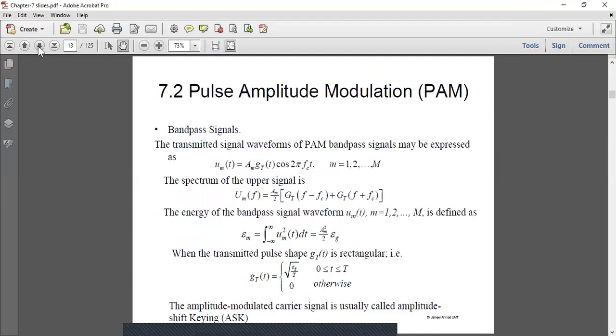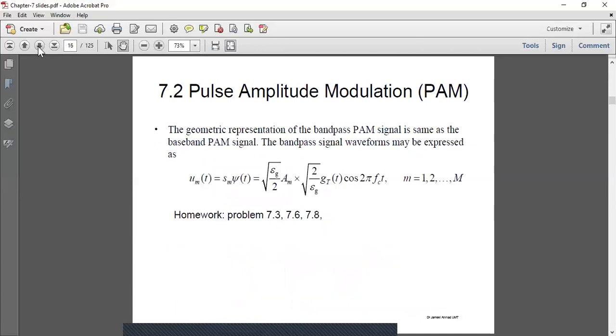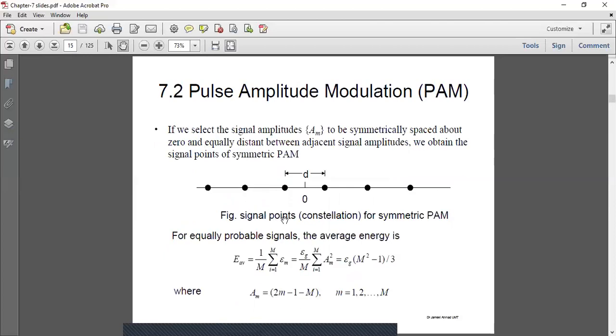So in the previous lecture, we discussed pulse amplitude modulation and its constellation diagram, which is one-dimensional. This constellation diagram is basically signal points for asymmetric PAM, pulse amplitude modulation. We also calculated the average energy of the signals, equally probable signals.